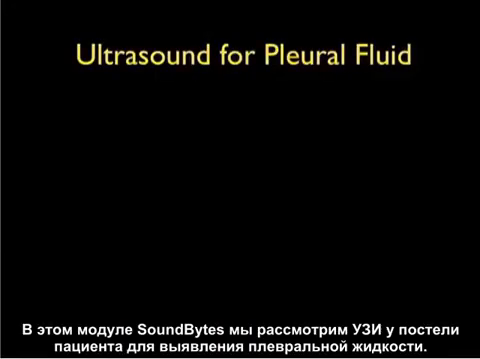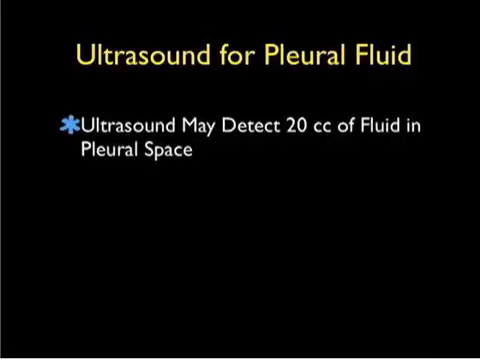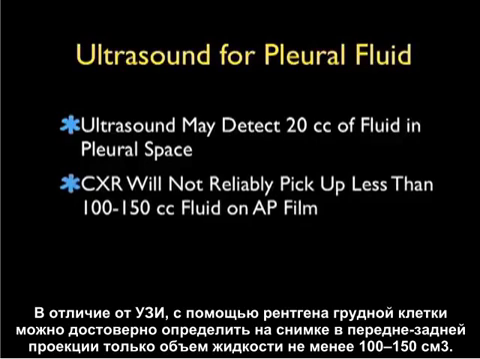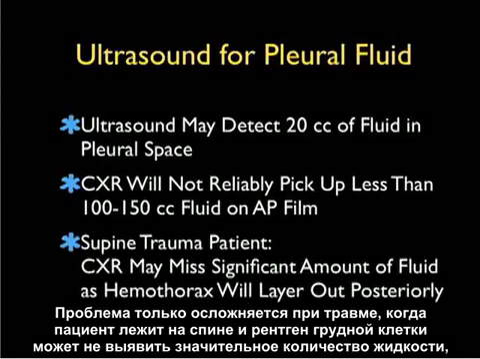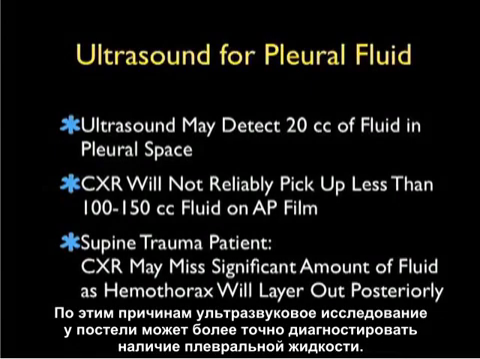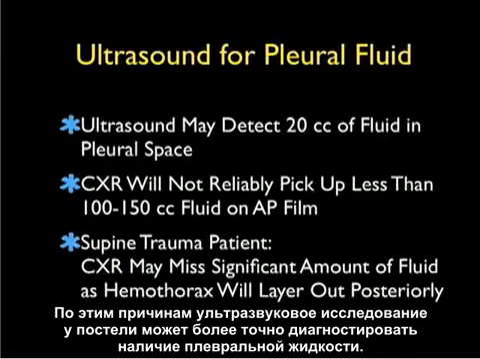In this Soundbites module, we're going to look specifically at the use of bedside ultrasound to detect pleural fluid. Interestingly enough, ultrasound has been found to detect as little as 20 cc's of fluid within the pleural space. In contrast, a chest X-ray will not reliably pick up less than 100 to 150 cc's of fluid on an AP film. Now, this problem is only compounded in the supine trauma patient, where a chest X-ray may miss a significant amount of fluid, as a hemothorax will layer out posteriorly and can be very difficult to detect on this film. For these reasons, bedside ultrasound may offer a more accurate way of diagnosing pleural fluid.